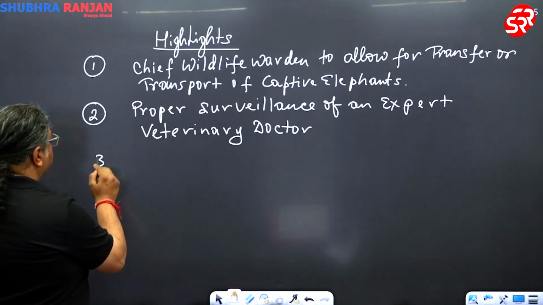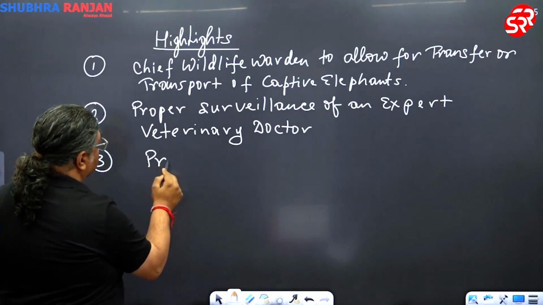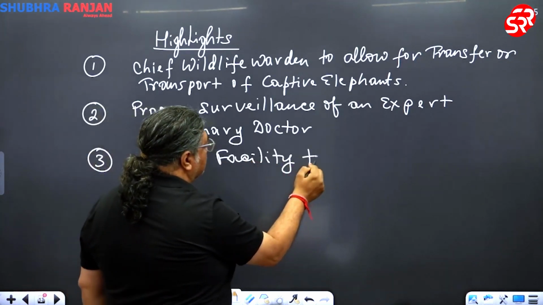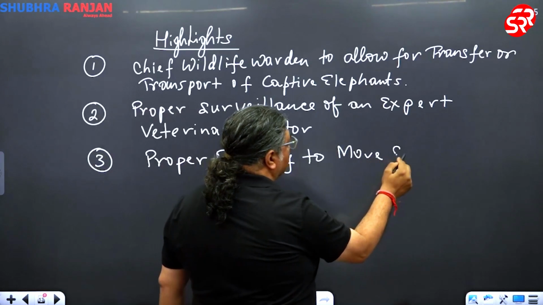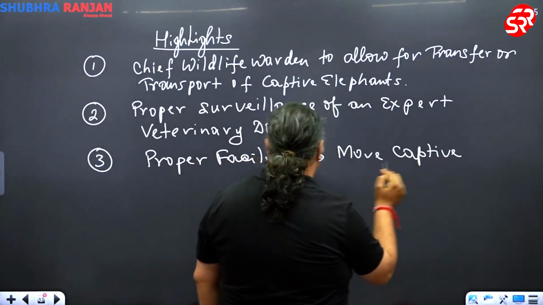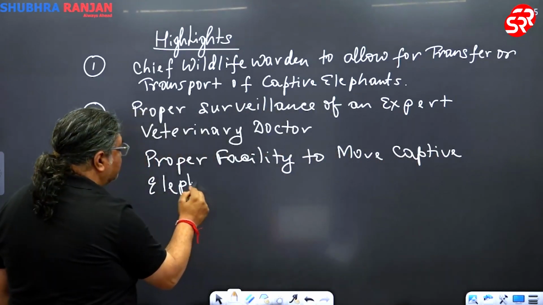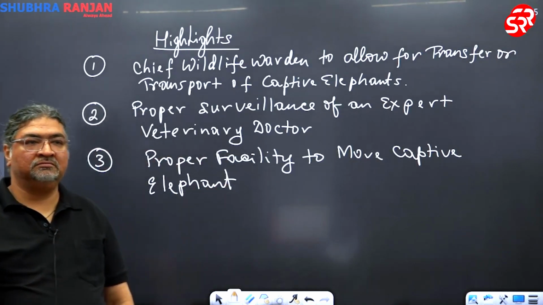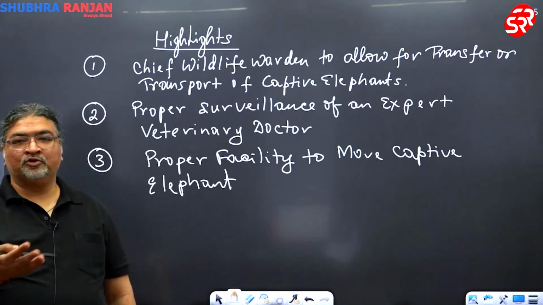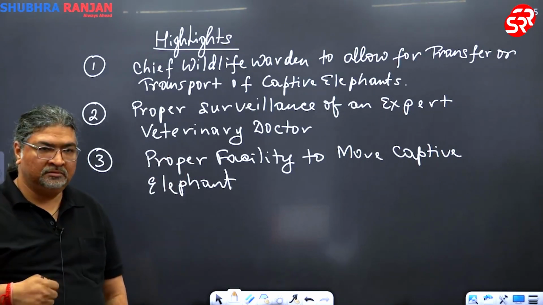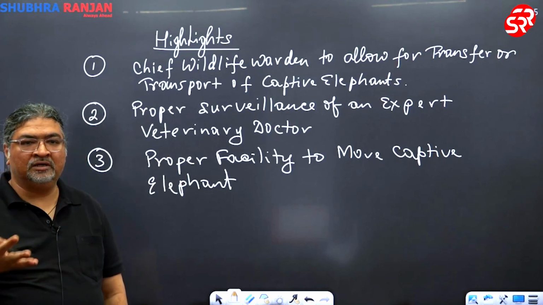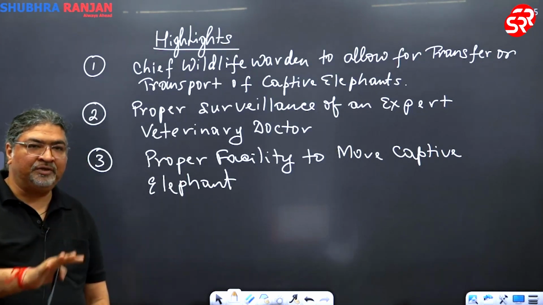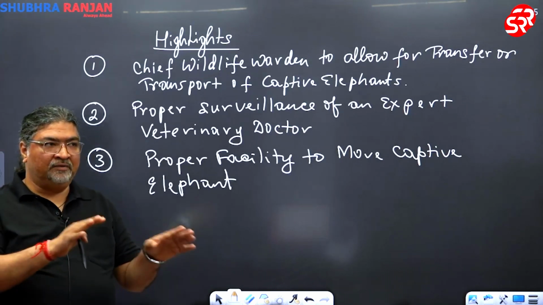Then third comes a proper facility to move captive elephants. It has been given that there has to be one before the application is given, right? Earlier, what used to be there? Just like that, elephants were taken. And mostly where does this kind of transfer happen? Southern states, South India: Kerala, Tamil Nadu, Karnataka use a number of elephants. So there has to be a proper facility maintained under the rule where the elephant will go.